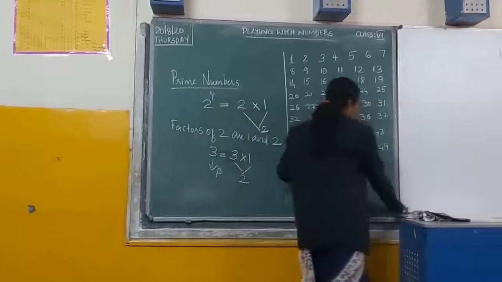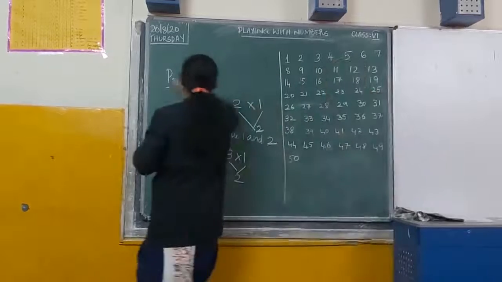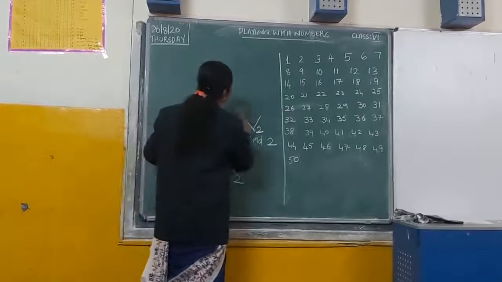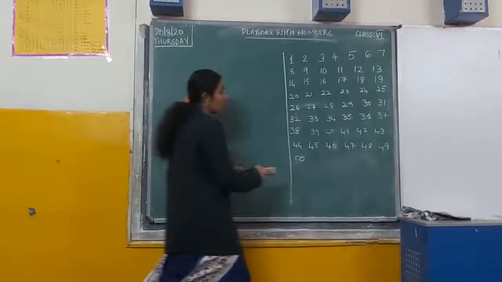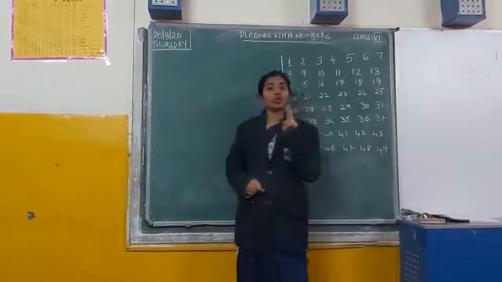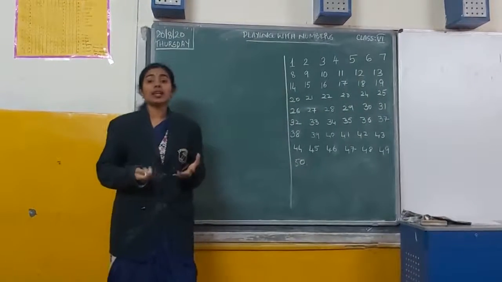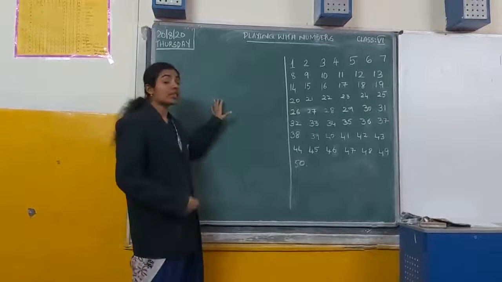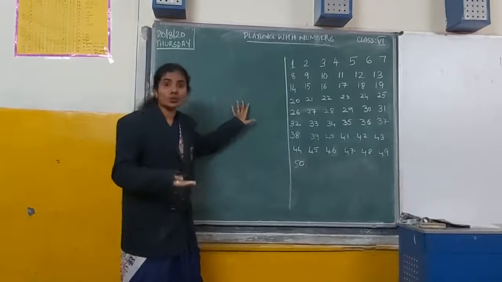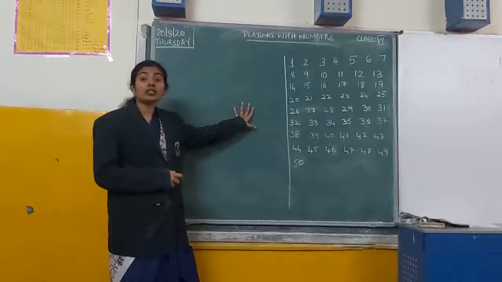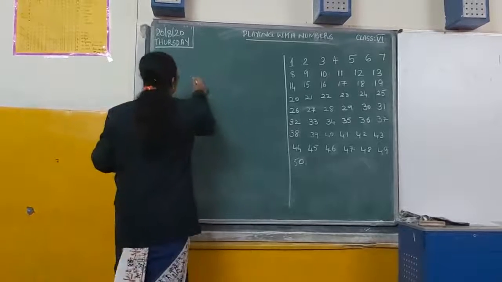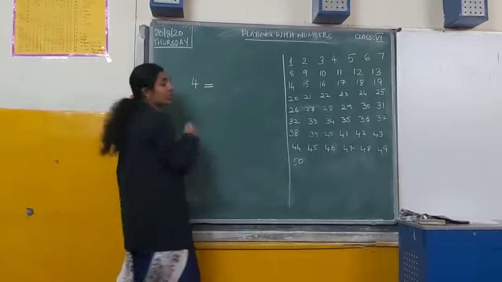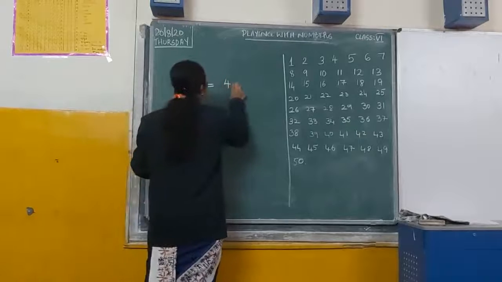Next, what about composite numbers? You know prime numbers have 2 factors. So what is meant by composite numbers? Numbers having more than 2 factors are called composite numbers. For example, 4. How can you write 4? 4 ones are 4.